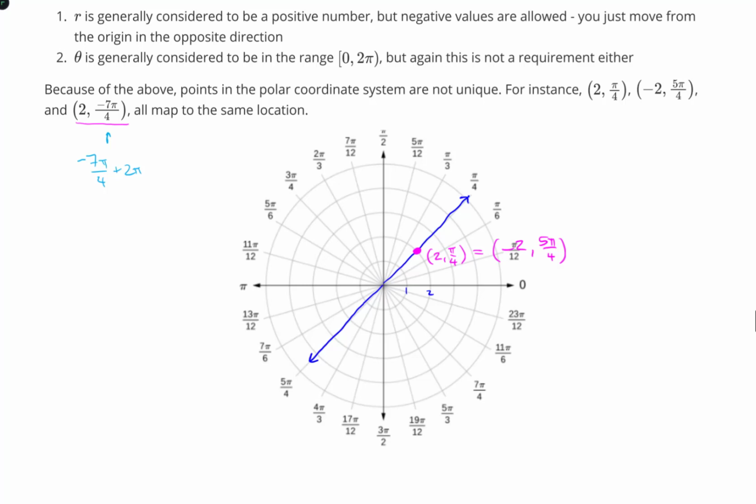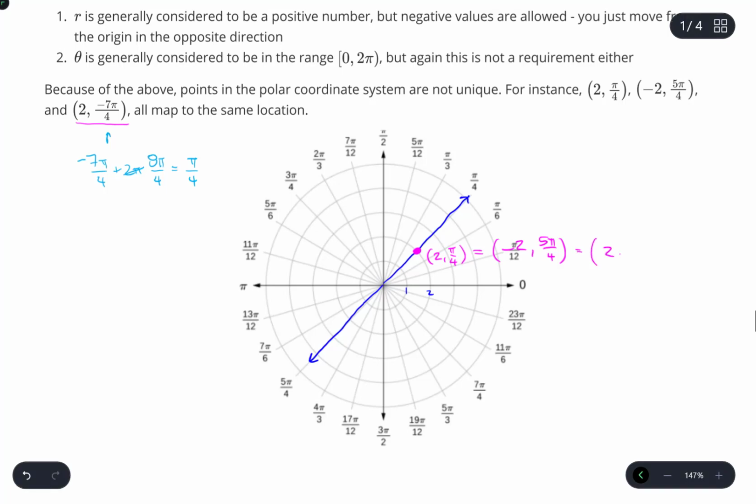That would be the same as doing 8 pi over 4. So negative 7 plus 8 would give me pi over 4. So this is again the exact same point, 2 pi over 4. So this is another representation of the exact same point. So you lose the concept of uniqueness when you unrestrict those. But there's a lot of advantages that are gained when we do that as well. So we generally allow these restrictions to be removed.